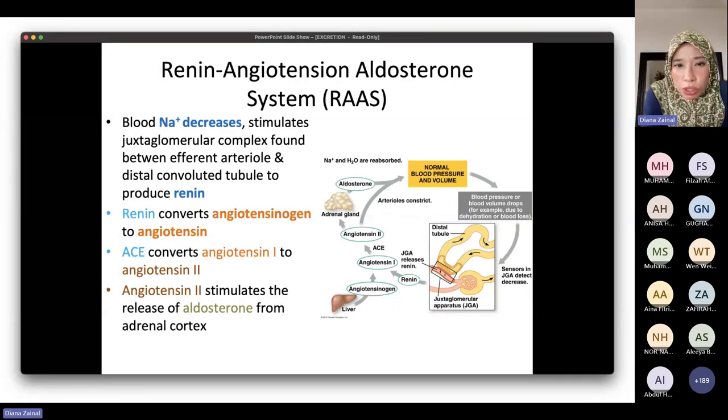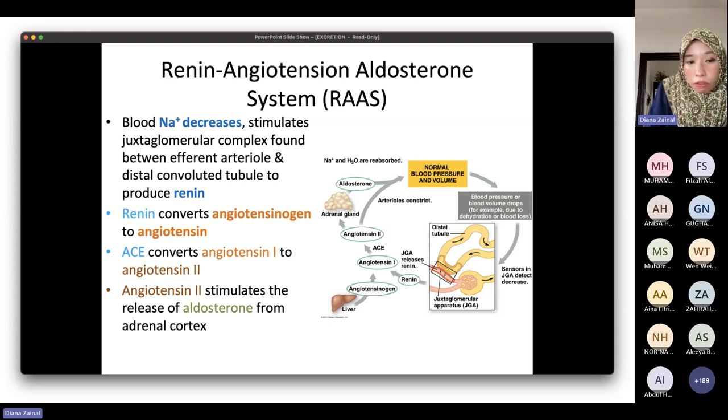Okay, the renin-angiotensin-aldosterone system, ataupun kita panggil sebagai RAAS. Ini lebih berkaitan dengan sodium ataupun garam. Tadi tu air. Ni garam. So when the blood sodium decreases, okay, it's going to stimulate the juxtaglomerular complex found between the efferent arteriole and also the distal convoluted tubule to produce the renin. Okay, tengok nampak tak ni? Over here the juxtaglomerular apparatus, which is a blood capillary tau. You janganlah fikir yang benda sebenarnya. There's a blood capillary that is really close to the distal. Distal tu kan yang tempat secretion tadi tu.